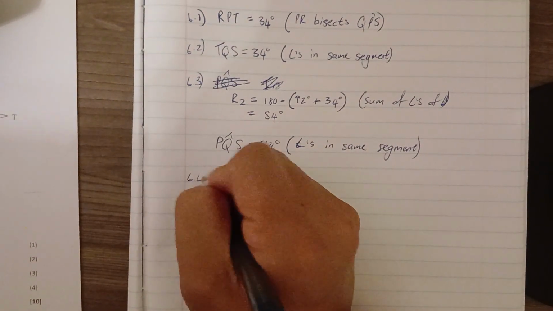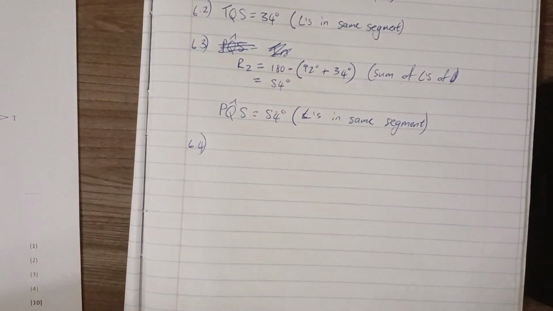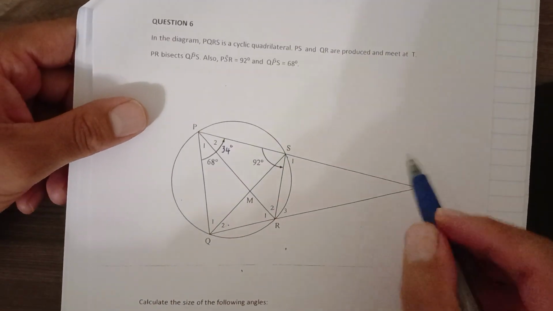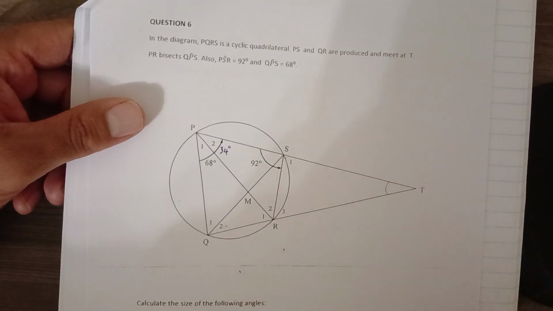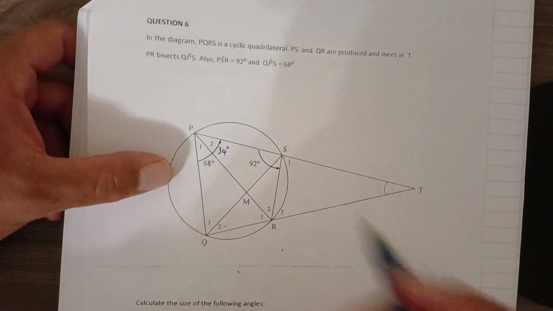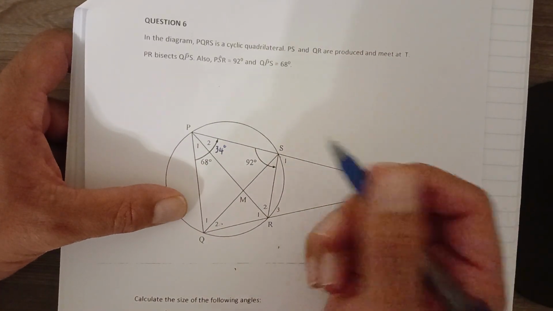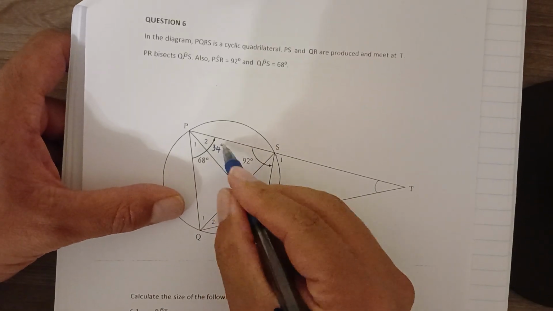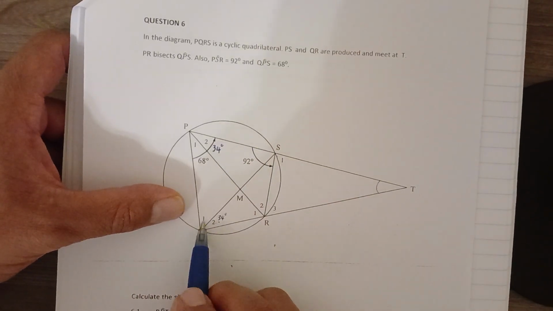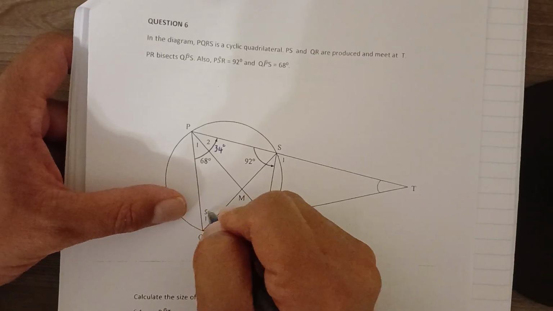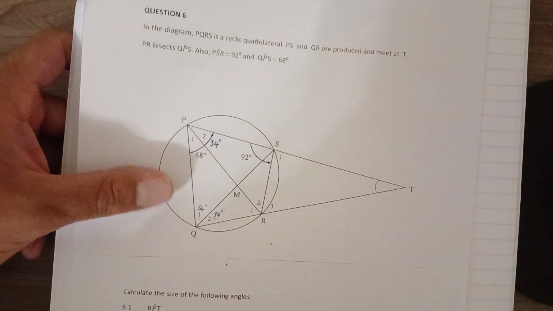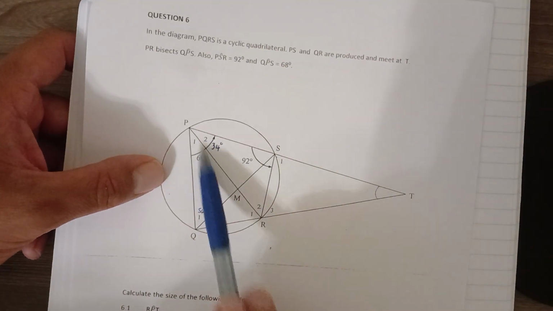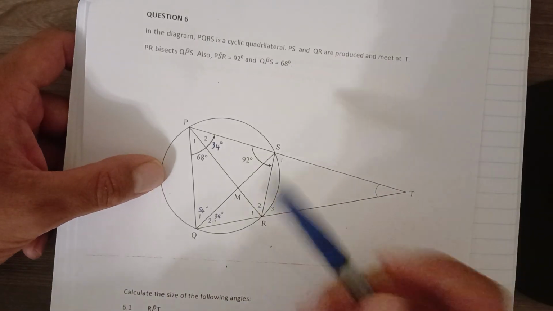Right, 6.4. The size of T. We need to determine the size of T. Okay, so we know now what Q2 is. We know that's 34 because that was 34. We know this is 54. So TPQ forms a triangle. So again, I can do sum of angles of a triangle there.